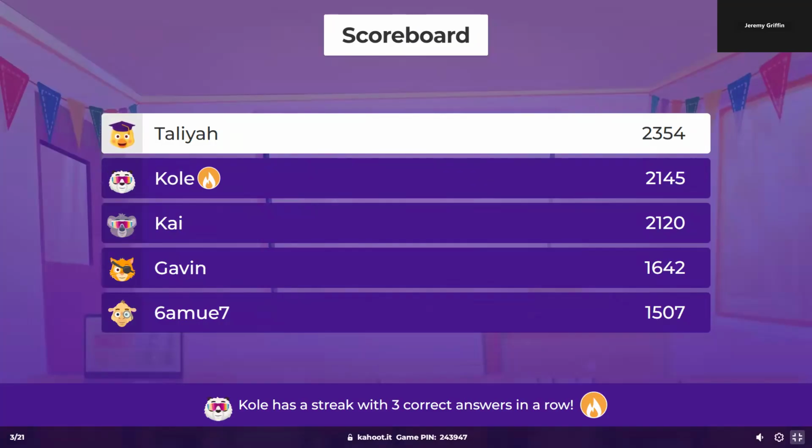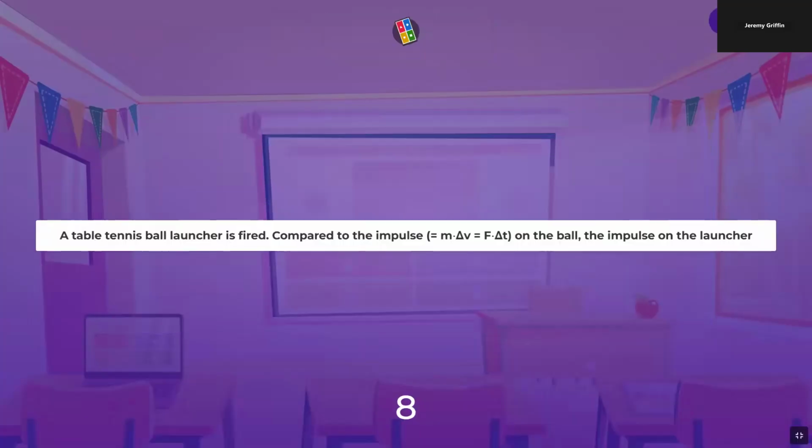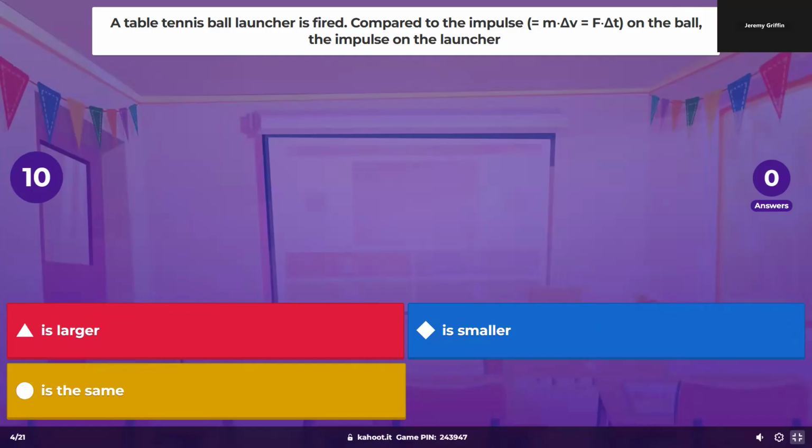Table tennis ball launcher is fired. Compared to the impulse on the ball, the impulse on the launcher. Ooh, now what? Impulse.